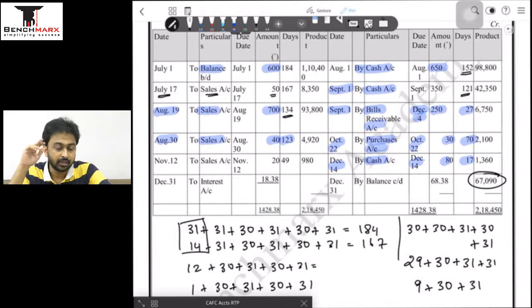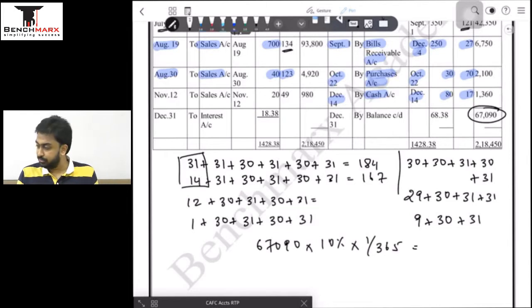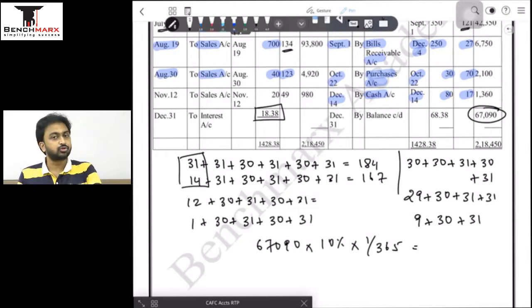ये interest नहीं है, इसके ऊपर we will compute interest as 67090 into 10% into 1 upon 365, and this should be, let us compute, 67090 into 10% divided by 365 appears to be 18.38, जो यहाँ पे तुम्हारा आ चुका है 18.38. As I said, this interest will be posted on the opposite side, and the column is going to be the rupees column, because this amount should be included in his closing balance, and closing balance is made of the rupees of the amount column.